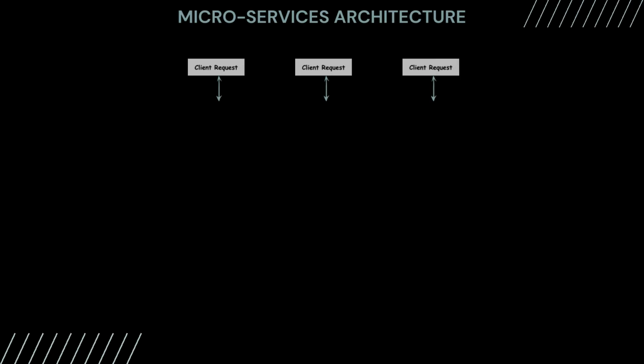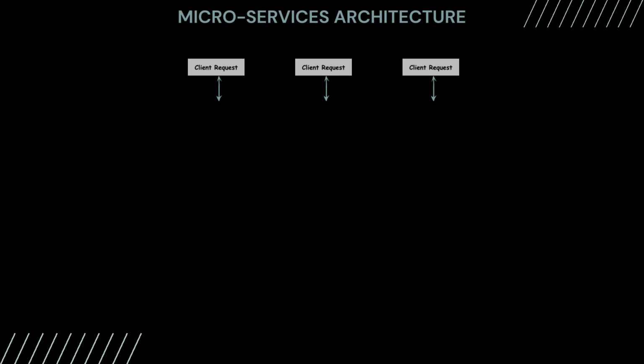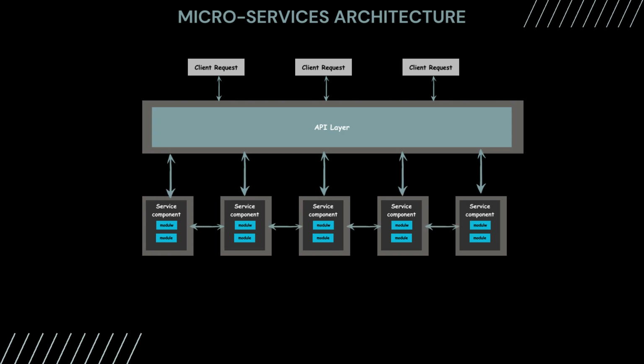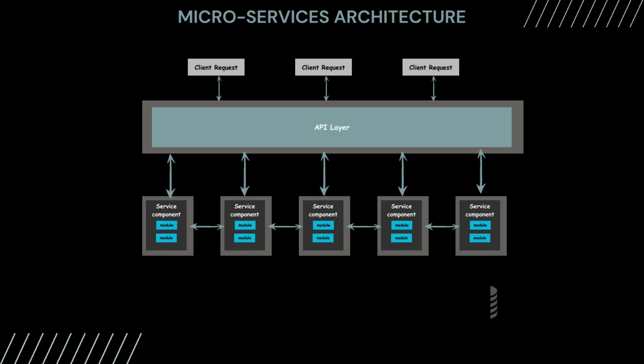Let's take an example here. When there is a request from a client, it goes to an API layer. Microservices communicate with each other using APIs. Service discovery automatically detects and connects services to where they belong. Load balancing distributes incoming traffic across multiple services. Data storage: each service manages its own database. Together, there is more agility and compatibility in how the services scale up and down.